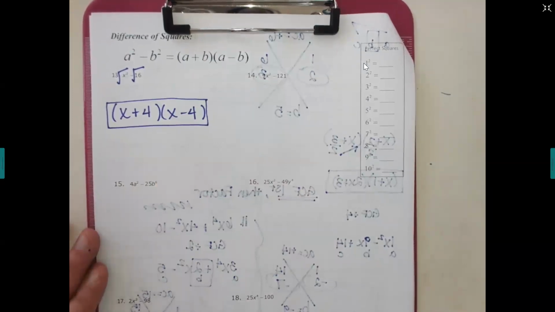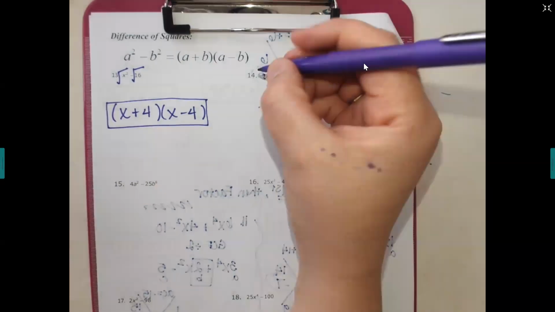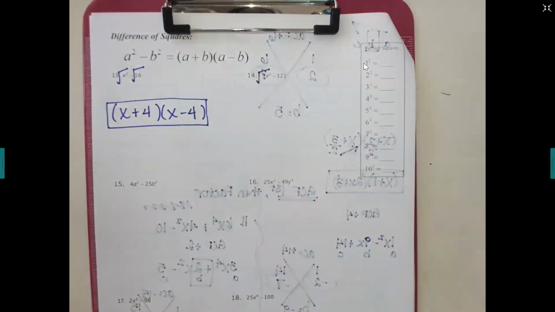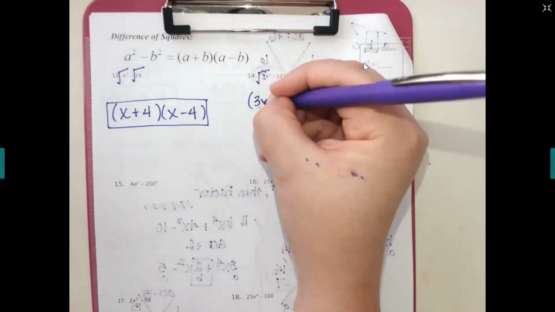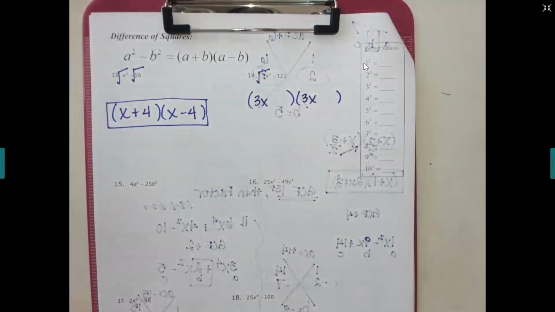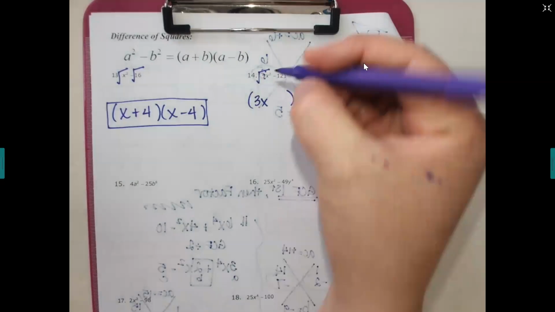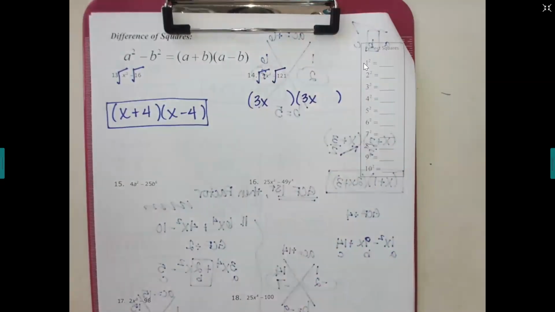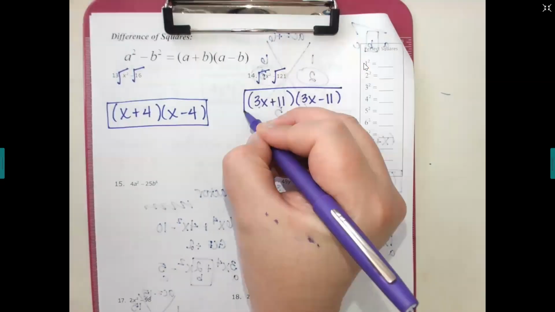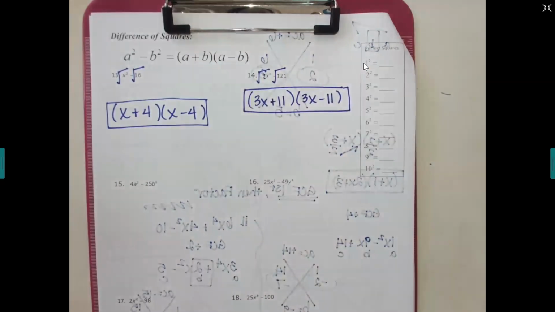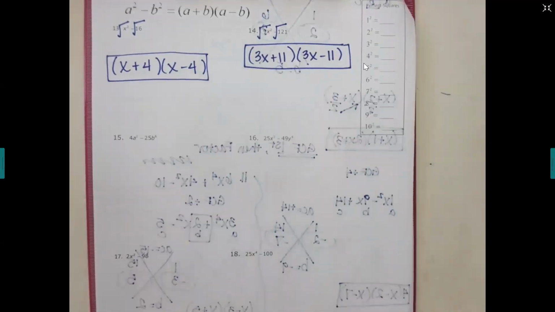So let's take a look at number 14. What is the square root of 9x squared? 3 what? 3x. Very good. Then I'm going to go to my 121. I want the square root of that. Use your calculator if you don't know that one. It is 11. And remember, we do a plus or minus, plus in one, minus in the other. Now, the order that you put those in, like if you want to put the 3x minus 11 first and the plus to come second, that doesn't matter, that's fine. All right, go down to number 15.